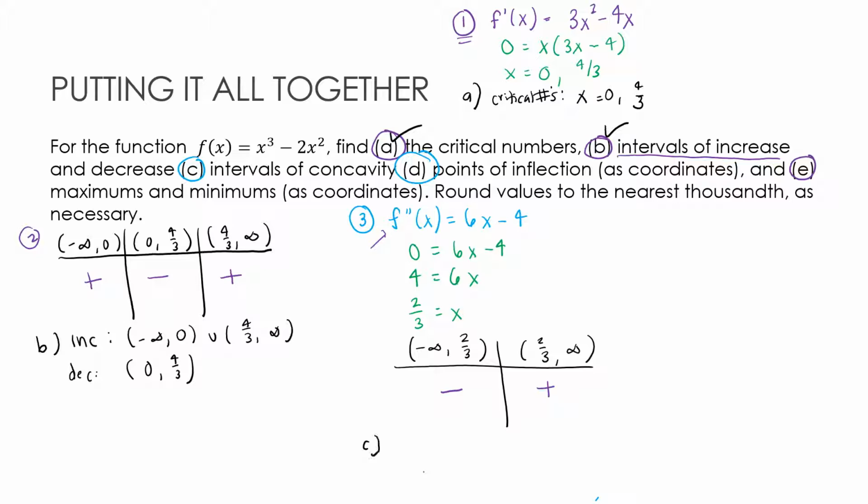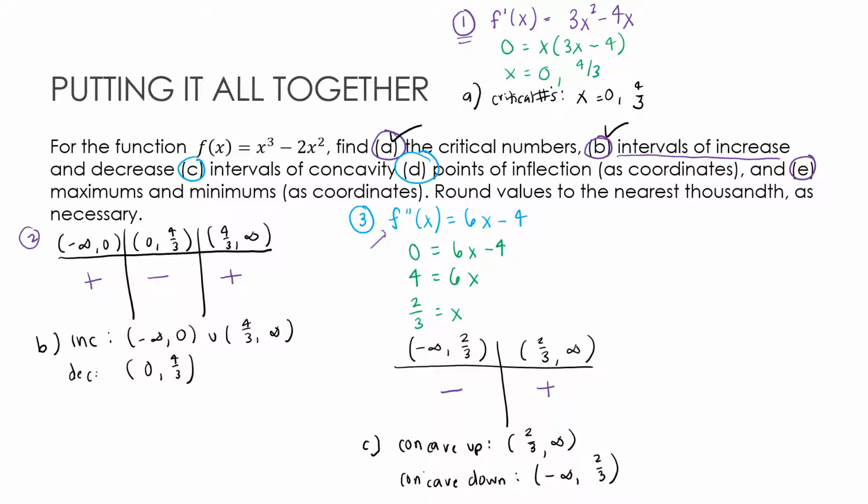So that's C. Intervals of concavity would be concave up from 2/3 to infinity, and concave down from negative infinity to 2/3. So that leaves me with D and E. D tells me I want that point of inflection, but I want it as a point. And then E, I want the min or max, or both, and again as a point. So how am I going to do that?